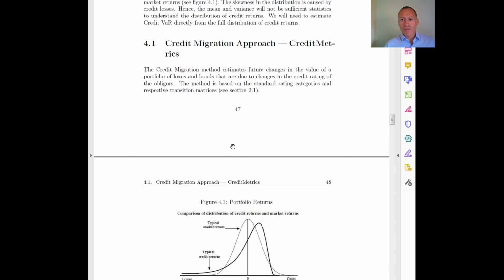Okay, so the model we're going to look at is this model developed by JP Morgan called CreditMetrics, and more broadly this is known as the credit migration approach, because the underlying driver here is that firms are going to migrate through credit ratings.